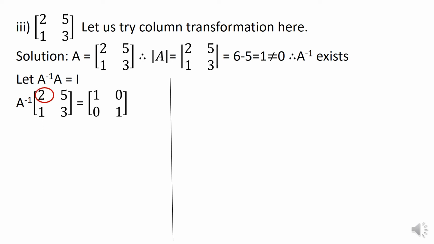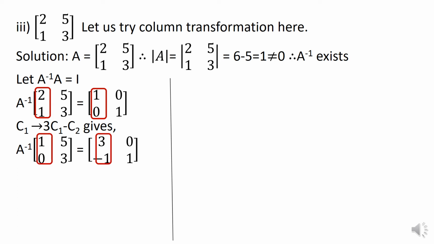Now the first step is to convert 2 into 1 by doing column transformation. Remember students, we are doing column transformation. So the first column of both the matrices will change at the end of the transformation. Now 2 can be converted into 1 by doing 3C1 minus C2. That is 2 threes are 6 minus 5 gives us 1. Thus we do 3C1 minus C2, which gives us this matrix on the LHS and the RHS. Just observe that the first column is changed in both the matrices.